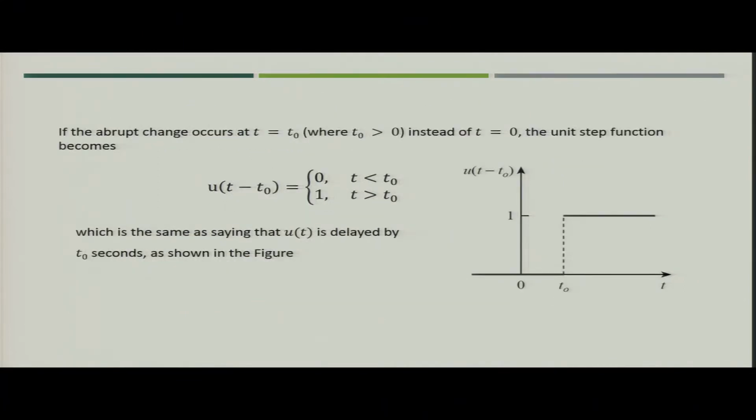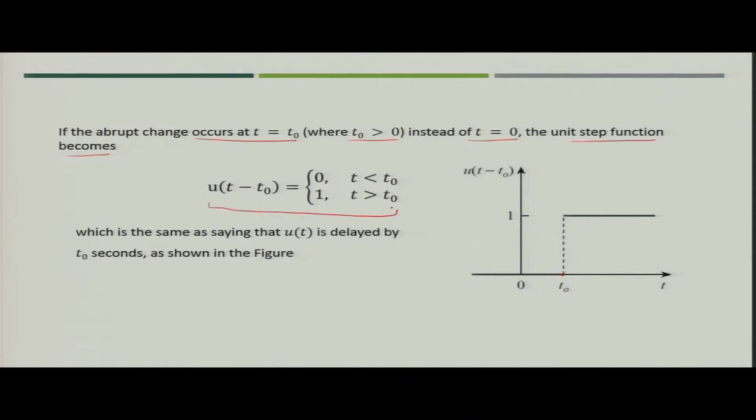Now, if the abrupt change occurs at some time t equal to t naught, where t naught is greater than 0, then instead of t equal to 0, the unit step function will become 1 at time t naught plus. How will the unit step function look in that case? The value just up to t naught minus, just before t naught, will be 0, and just after t naught you will get the value 1. At t naught it is undefined.